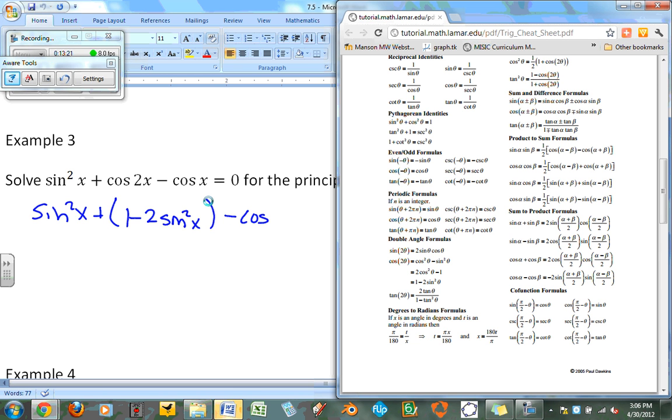Minus cosine squared x, cosine x equals 0. These are both sine squareds, so I can add these together. It leaves me over with a negative, so I would have 1 minus sine squared x minus cosine squared x, or minus cosine x, and that equals 0. 1 minus sine squared x is actually a Pythagorean identity, and that equals cosine squared x.